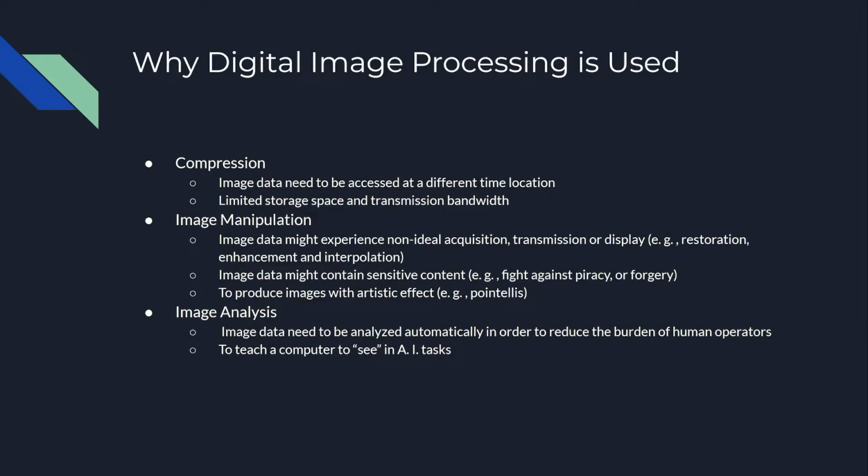So to explain why digital image processing is used, for compression, image data needs to be accessed at different times or locations. It's also used because we have limited storage space and limited transmission bandwidth. Image manipulation is used, and it might experience non-ideal acquisition, transmission, or display. It is also used because it might contain sensitive content, so that's in order to fight against piracy or forgery. It also is used to produce images with artistic effects, such as pointillism. And image analysis is used in order to reduce the burden of human operators and also to essentially teach a computer to see, an AI task.